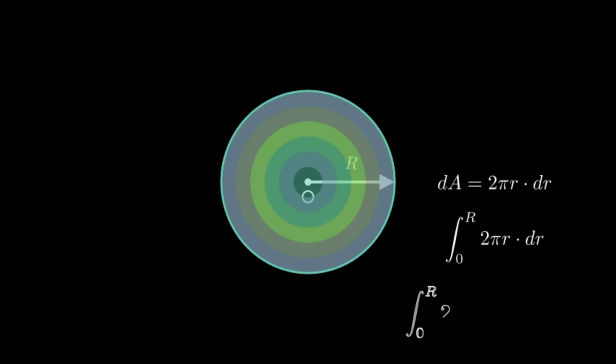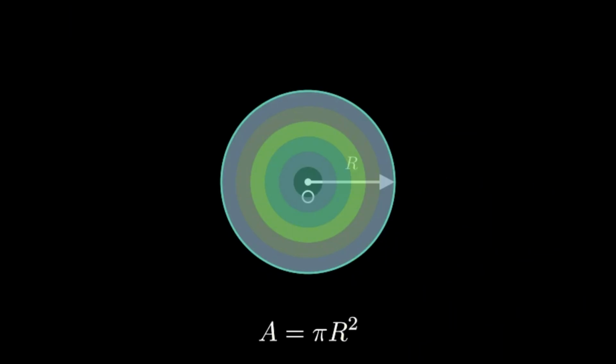Let's evaluate this integral step by step. When we integrate 2 pi r with respect to r, we get pi r squared. We then apply the limits from 0 to capital R. Evaluating this between our limits, we get pi times R squared minus pi times 0 squared. Since 0 squared is 0, our final result simplifies to pi R squared. We've now derived the famous formula for the area of a circle, A equals pi r squared.